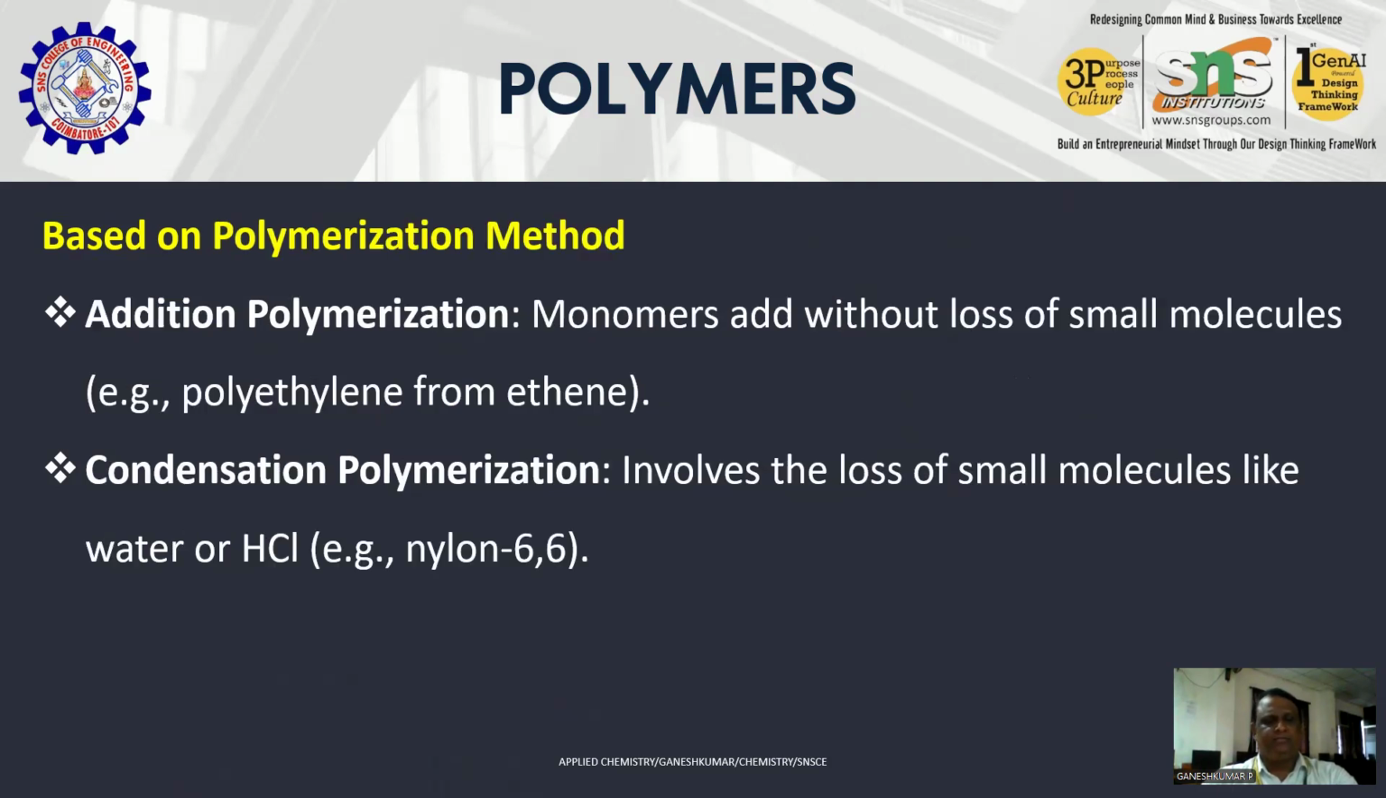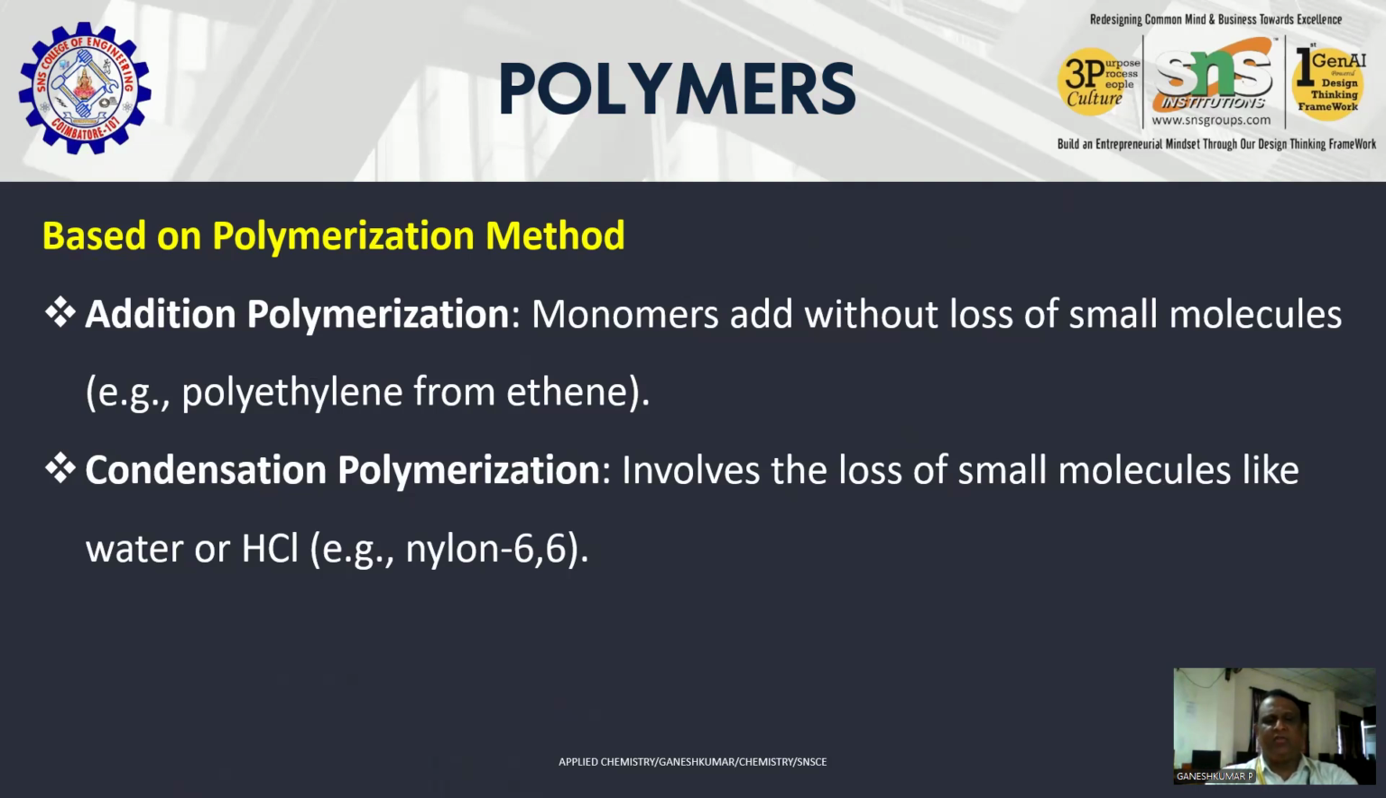The next is based on the polymerization method. How are polymers made? The monomers can be converted to polymers based on two important reaction methods: one is addition polymerization, another is condensation polymerization. In addition polymerization, the monomers join together just like adding one ball to another ball without losing any molecules. That is, ethene forms polyethylene, and vinyl chloride forms polyvinyl chloride.